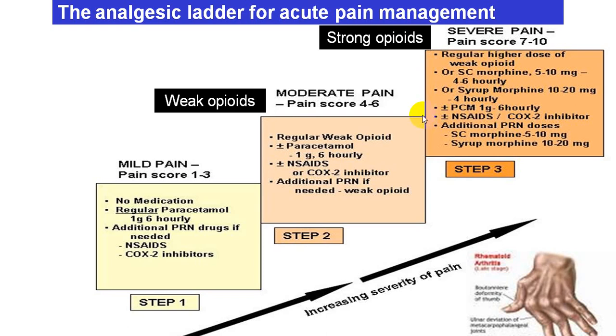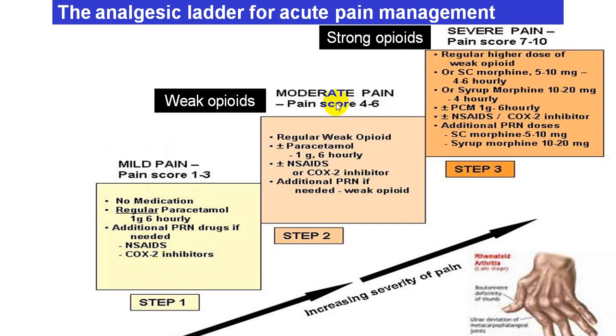So they divide into 3 steps, step 1, step 2, step 3. In mild pain, weak opioids you can utilize, and COX-2 inhibitors you can utilize. Mainly in mild pain, sometimes you may not require a medication. It may even be tackled by paracetamol. And then if it is not cleared by paracetamol, you can use a selective COX-2 inhibitor.